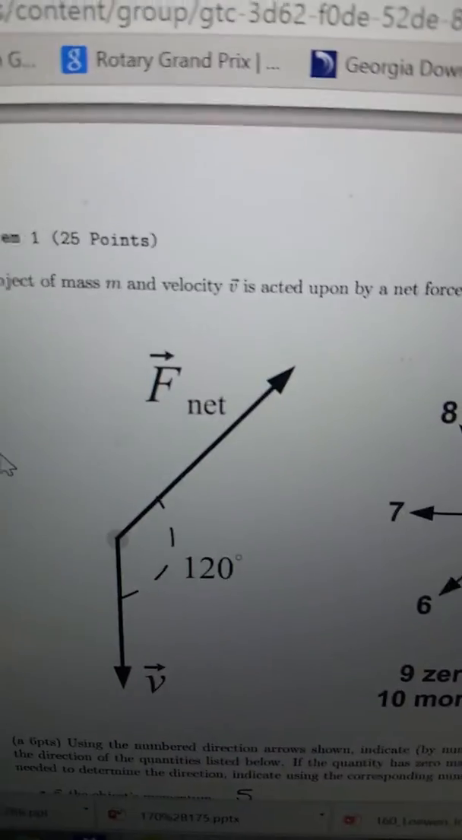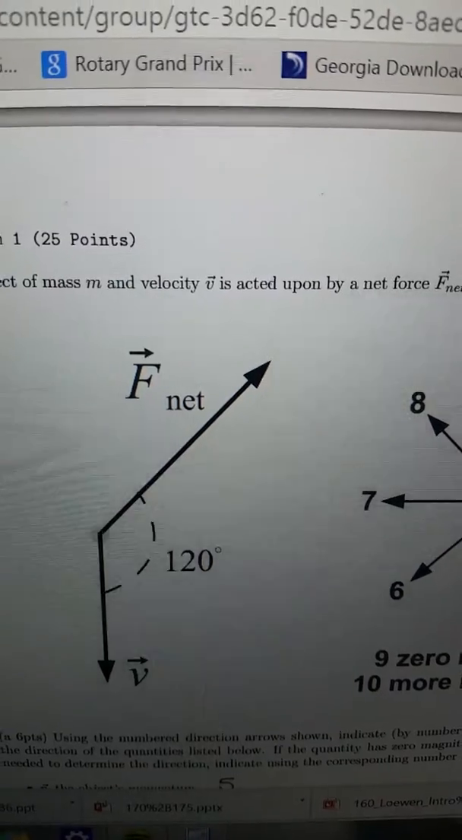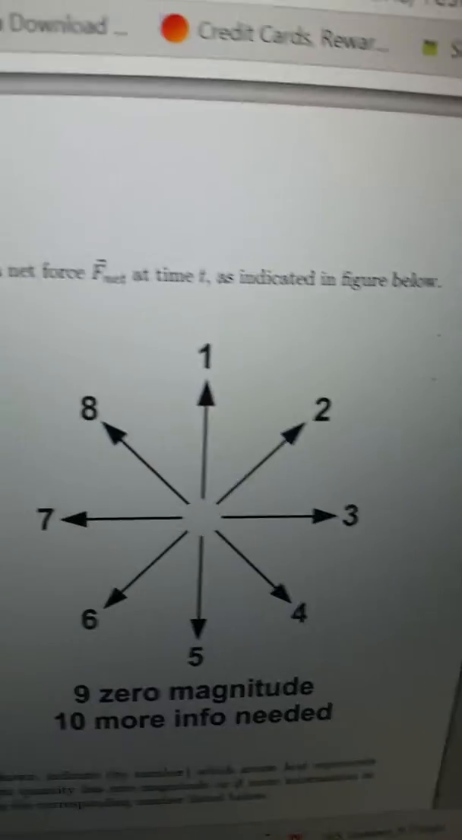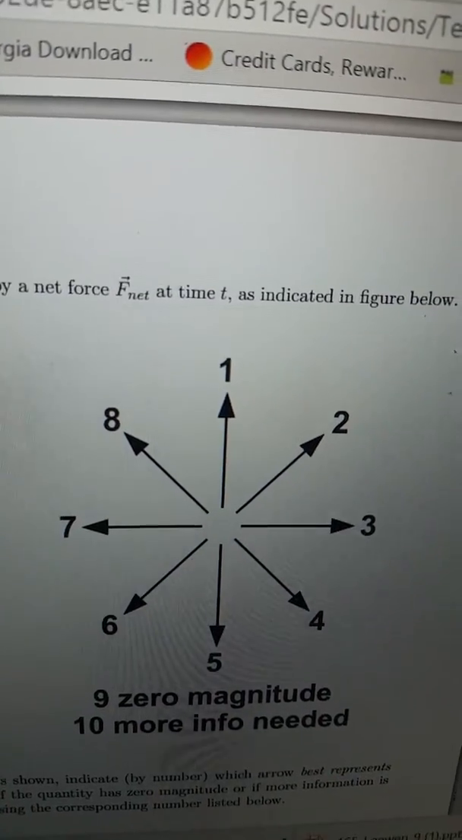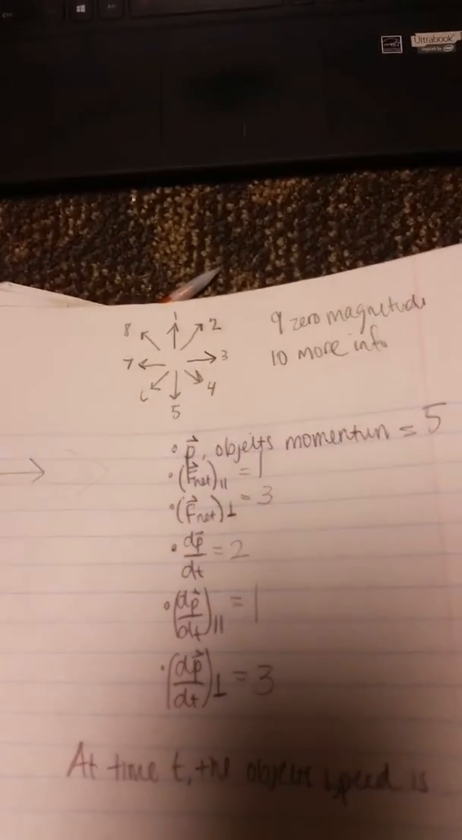The question I decided to do is number 1. That's the diagram, Fnet going at an angle of 120 degrees, velocity going straight downward, and these are the number and directional arrows corresponding to them. So the first, I wrote it on my paper, and the first question is asking what the object's momentum is, which we know that momentum is going to be in the same direction as the velocity.